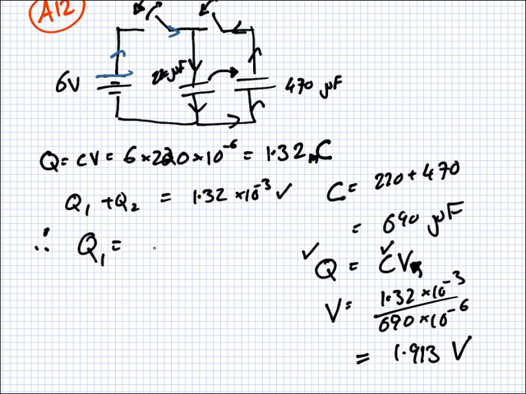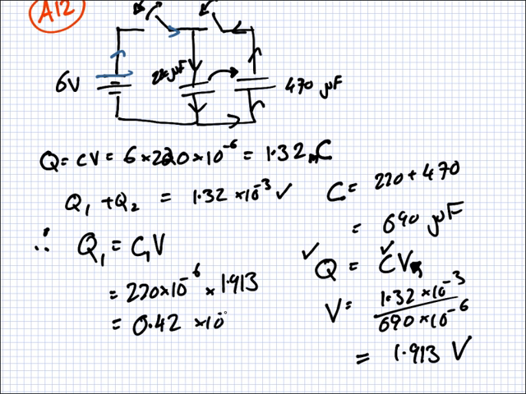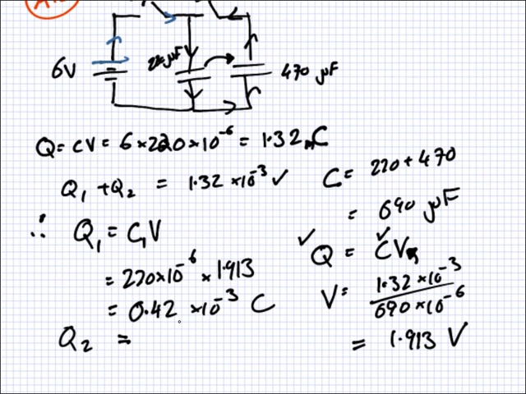So therefore Q1 equals C1V, which would be 220 times 10 to the minus 6 times 1.913, equals 4.2 times 10 to the power minus 4, so that's 0.42 times 10 to the minus 3 coulombs. And then Q2 would have to equal 1.32 minus that. But I want to check that I'm right.